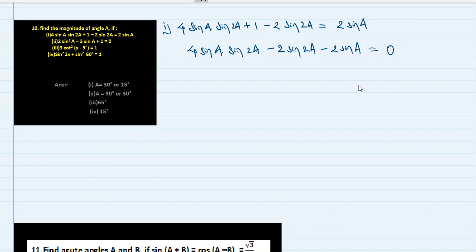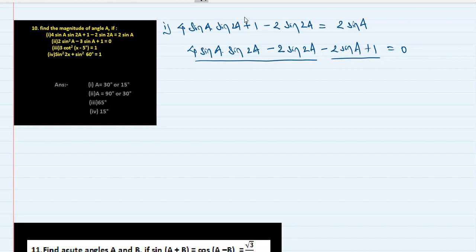So what can be done now? Can we take out common? Hey, there is plus 1 as well, which I forgot to write. I'm sorry for that. So plus 1, I'll write it over here. Great. Now I'm going to take common from these two terms and these two terms. So this is a trigonometric equation from which I have to find the value of angle A, and the right way of doing that I feel is factorization.